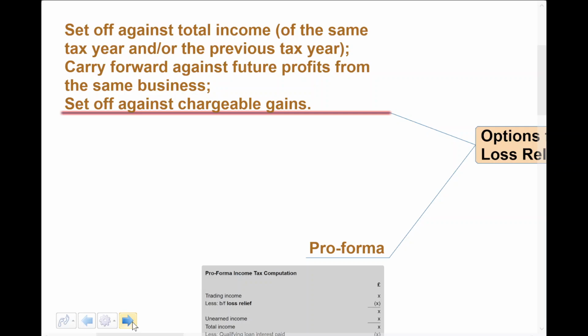Outside of that, number 2, carry forward against future profits, note, from the same business.